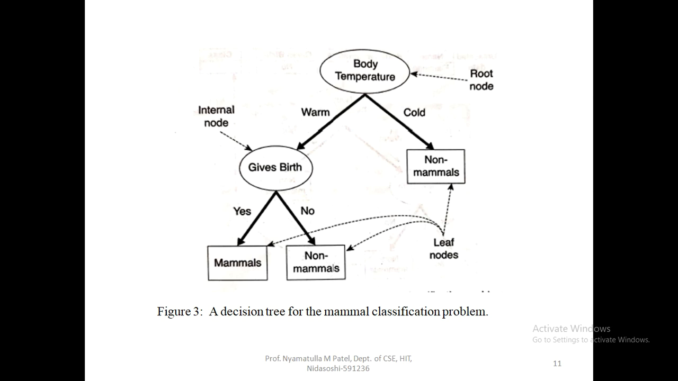So whether a particular animal is a mammal or non-mammal. Here body temperature is the root node, whether it gives birth or not is an internal node. Non-mammals and mammals, these are called the leaf nodes.